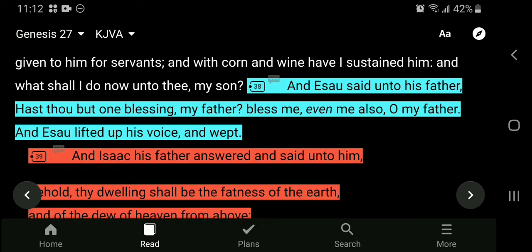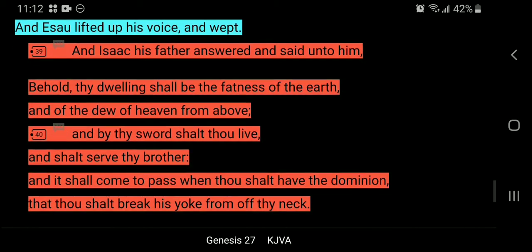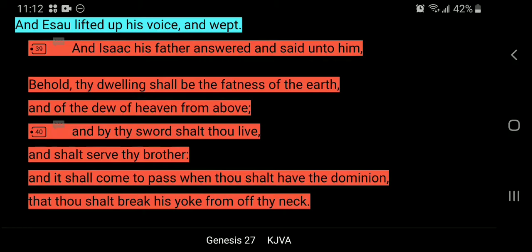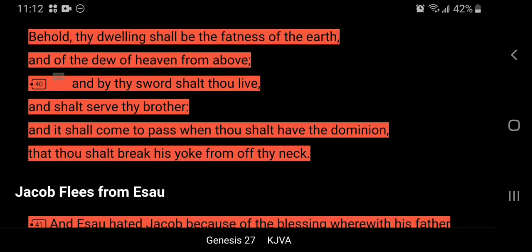38, and Esau said unto his father, hast thou but one blessing? My father, bless me, even me also, O my father. And Esau lifted up his voice and wept. And Isaac his father answered and said unto him, behold, thy dwelling shall be the fatness of the earth, and of the dew of heaven from above, and by thy sword shalt thou live, okay, and shalt serve thy brother. Remember, it said that the elder will serve the younger. And it shall come to pass when thou shalt have dominion, thou shalt break his yoke from off thy neck.